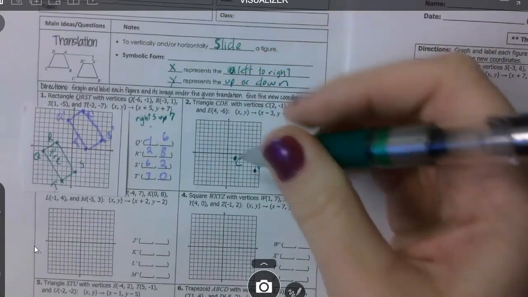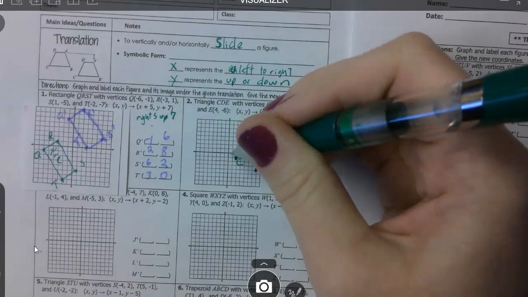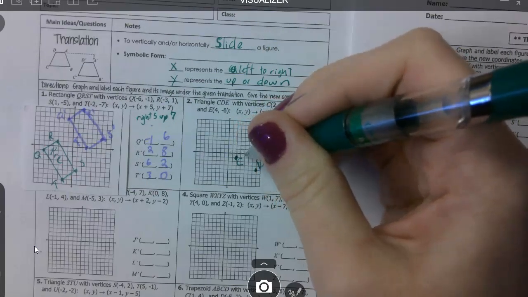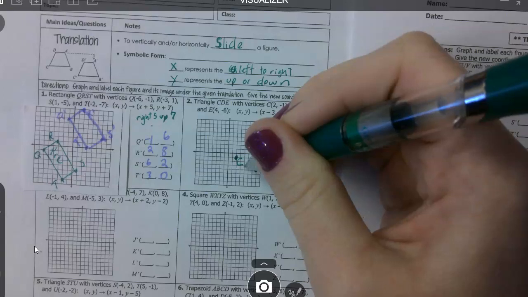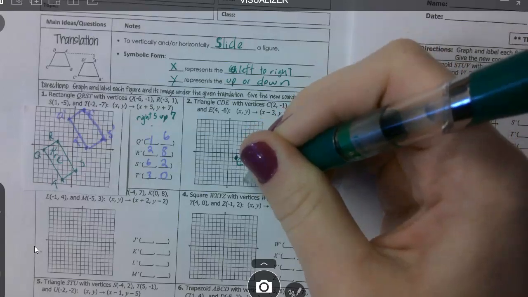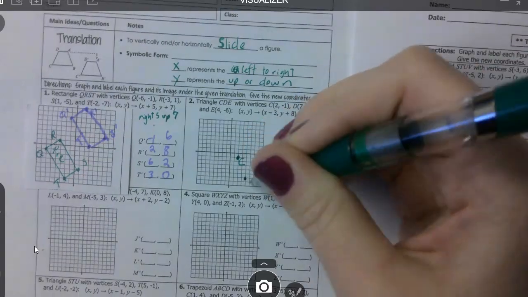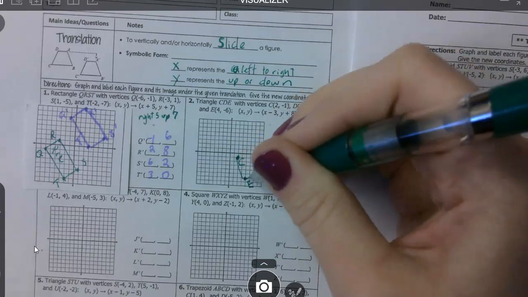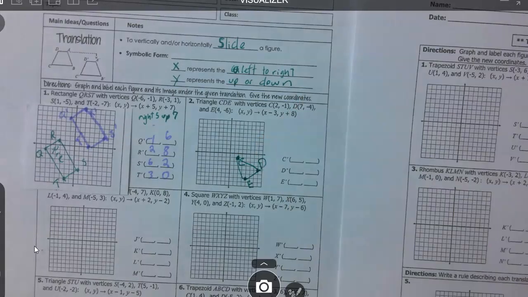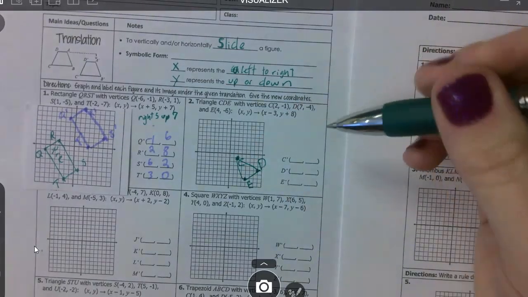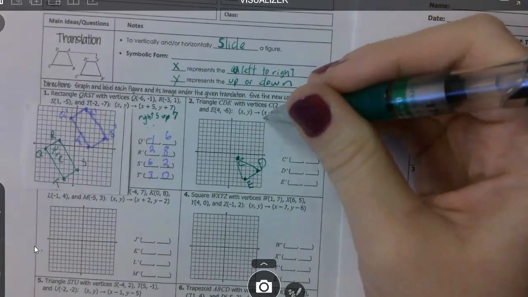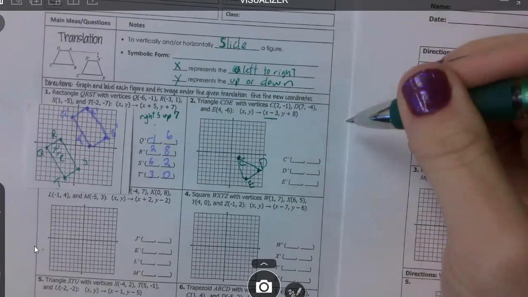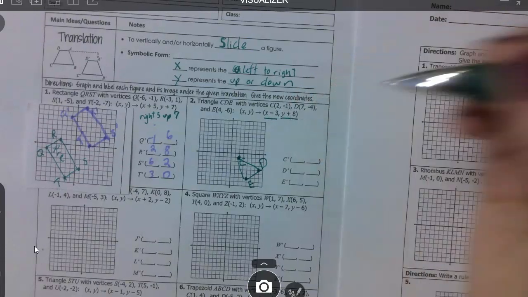E is at 4, -6. 1, 2, 3, 4. 1, 2, 3, 4, 5, 6. There is E. Okay, so we now have triangle CDE. We are going to be translating it using the rule x - 3 and y + 8.